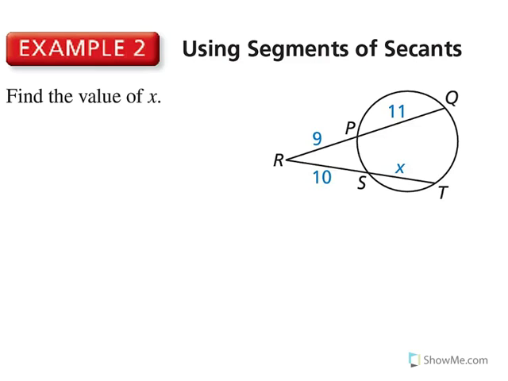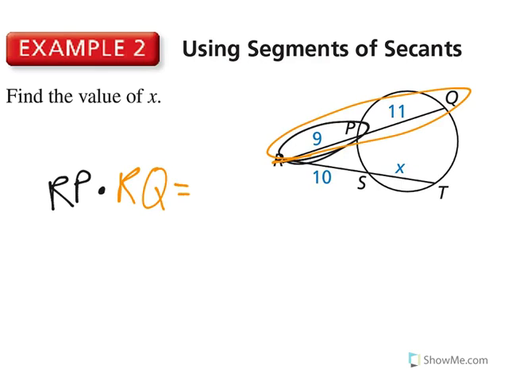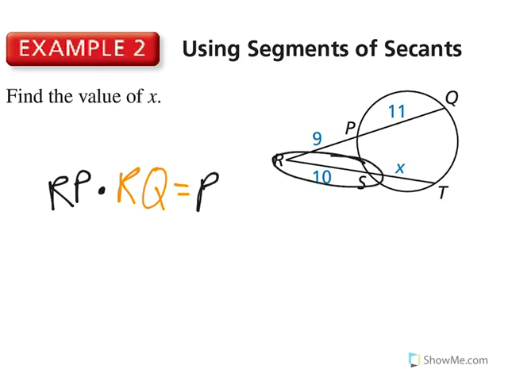If I look at this, writing them out, the external on the top is going to be RP. I multiply it with the whole thing, so the whole secant segment is going to be RQ. This is equal to the other side multiplied as well. So we have the external here of RS multiplied with the whole secant of RT. Once I have this formula, I encourage you to set them up this way. Then I can just plug it in.